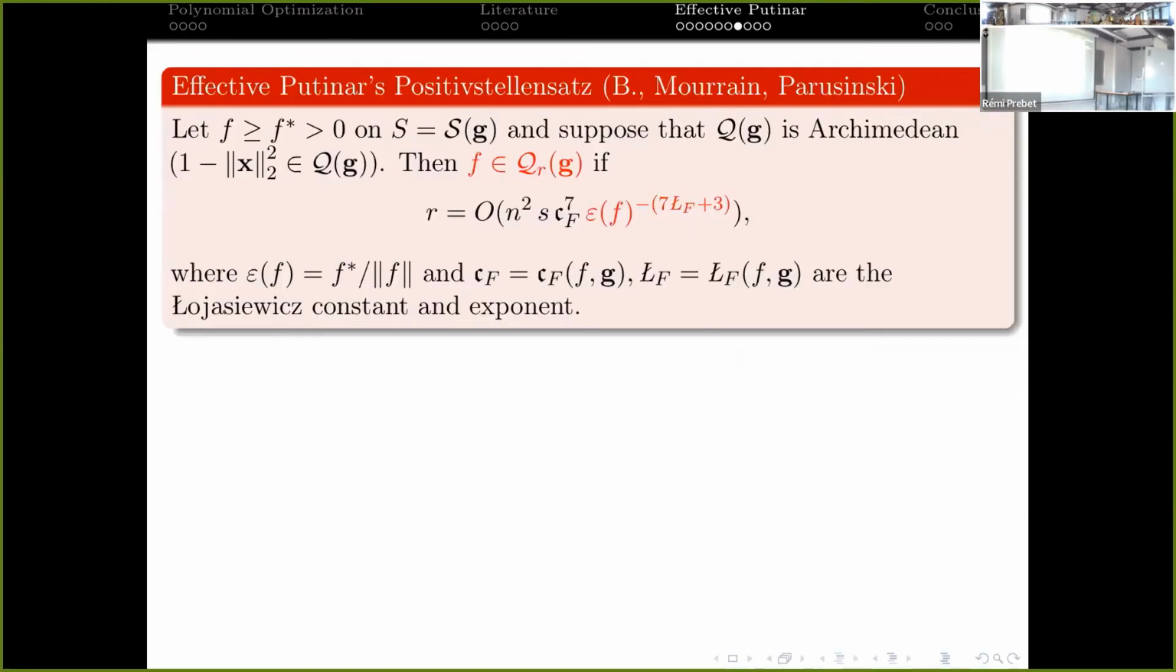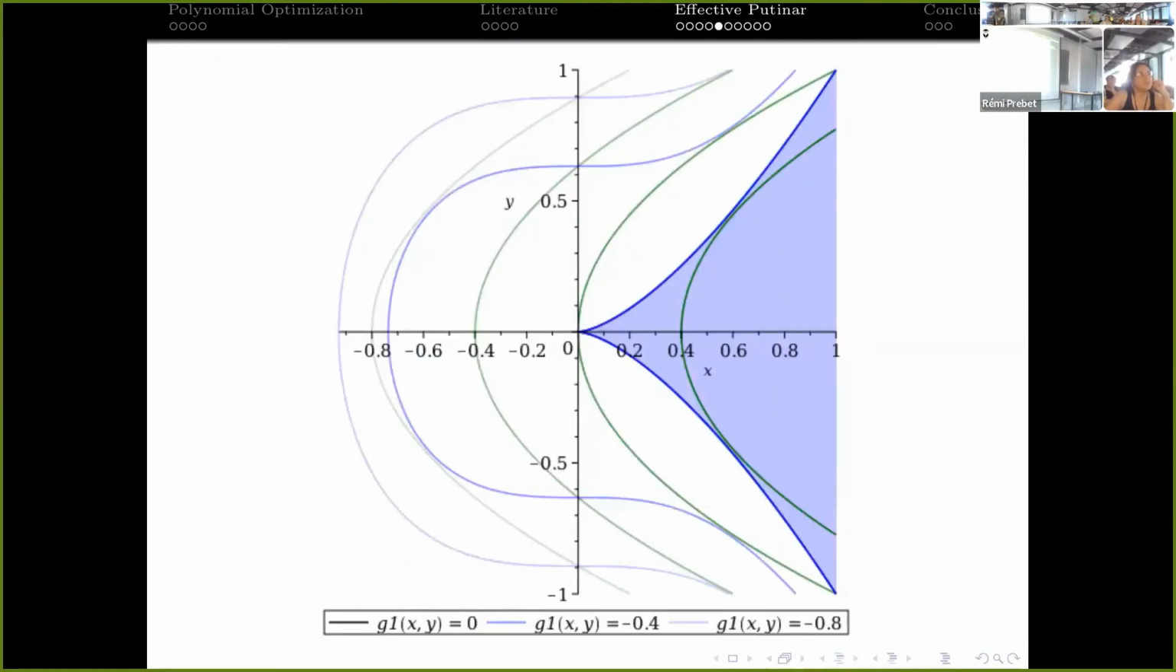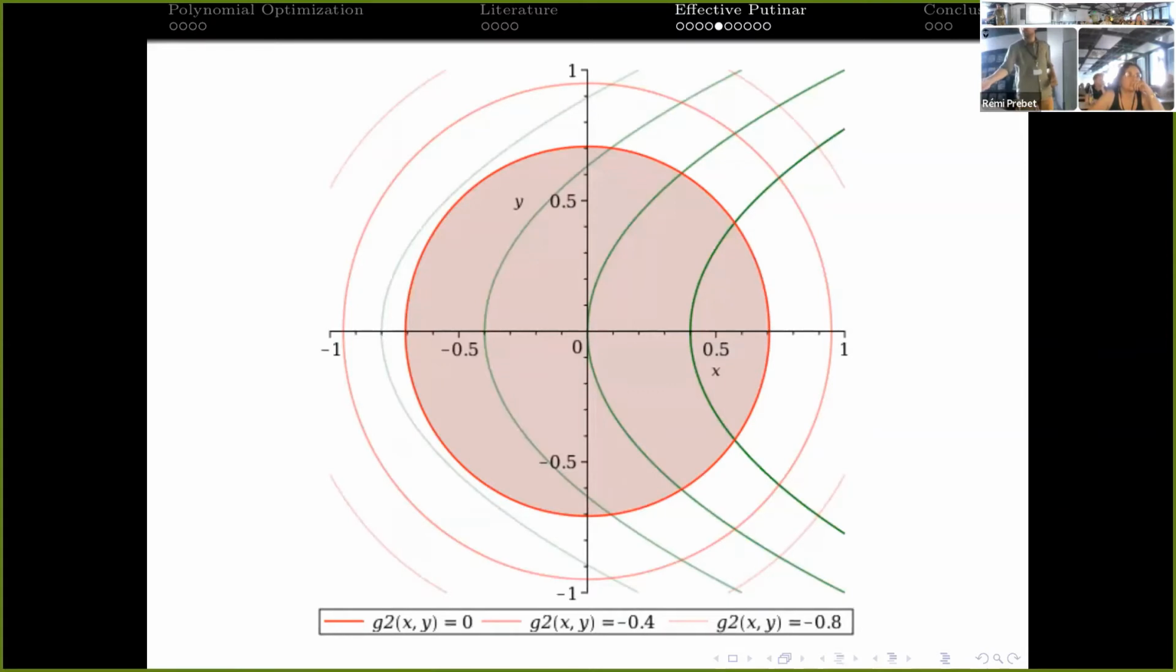When you say geometry, which geometry do you mean? Of the semi-algebraic set? The geometry of the semi-algebraic set or not? The geometry of the level sets of the inequalities, of the defining inequalities. I mean, even if it is smooth, you can replace the smooth polynomial that defines this, add something which is useless, and you will get some perturbation of the level sets, and so the exponent will be worse.